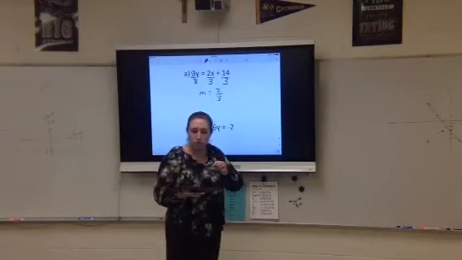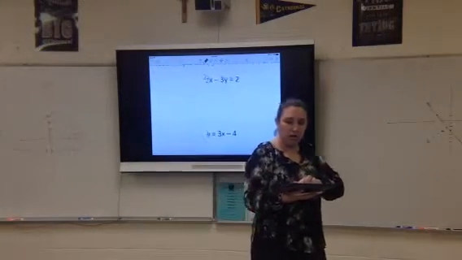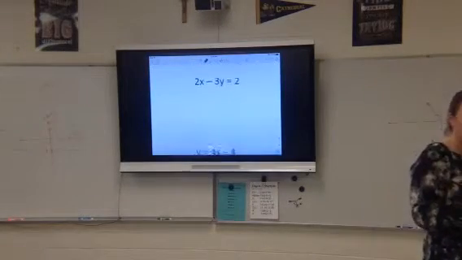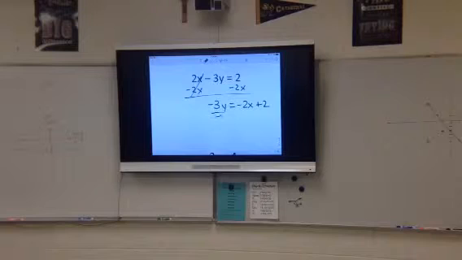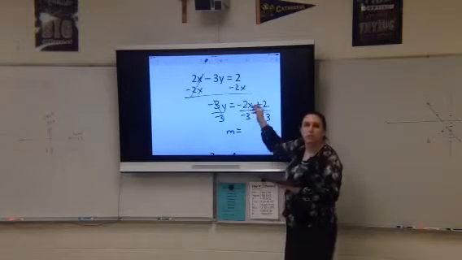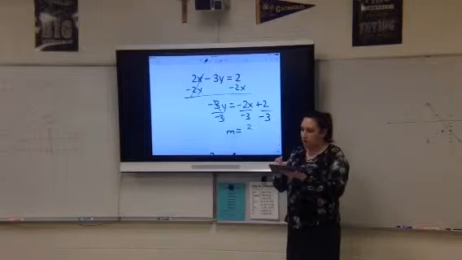So now let's go to the next problem. What are we going to have to do here on this guy to get a slope? Subtract 2x. Okay, good. So we're going to subtract the 2x over. So I have negative 3y equals negative 2x plus 2. Divide by negative 3. Okay, so now what is your slope on this guy? 2 over 3. Good, right? And you have a negative by negative, which becomes a positive. So you have a positive 2/3.